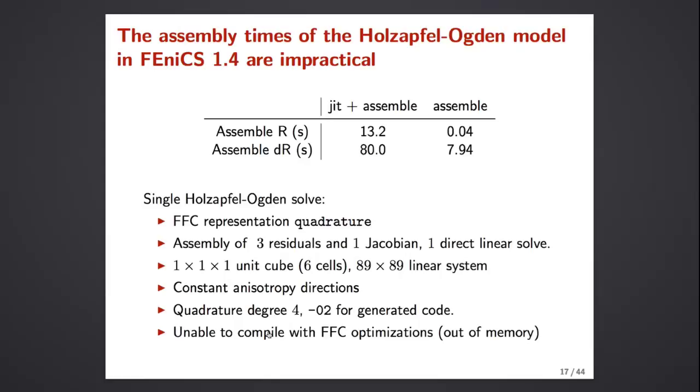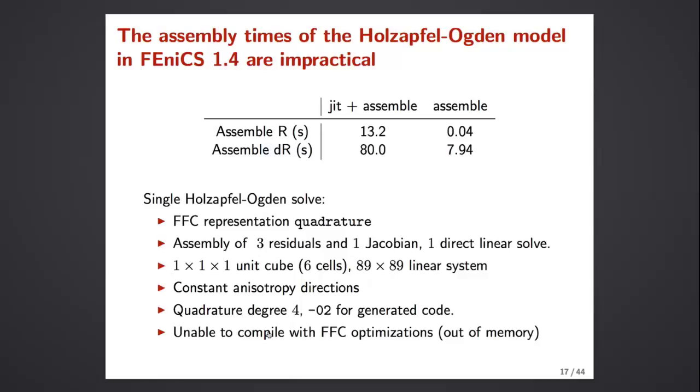And what you see is that compiling and assembling the residual takes about 10 to 15 seconds, which is not too bad if you're doing it once. Assembly is quick. But compiling the bilinear form, the derivative, takes about 80 seconds. And assembly takes about 8 seconds. And once you're trying to do this a number of times, this starts getting rather tiresome, I'd say. And the worst part was that we were observing that dolfin-adjoint seemed to be not keeping pace, it was introducing an overhead that was scaling with the number of solves.